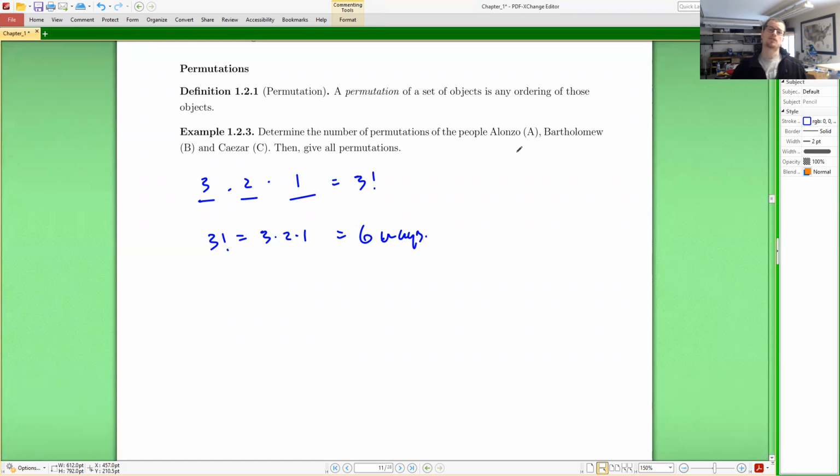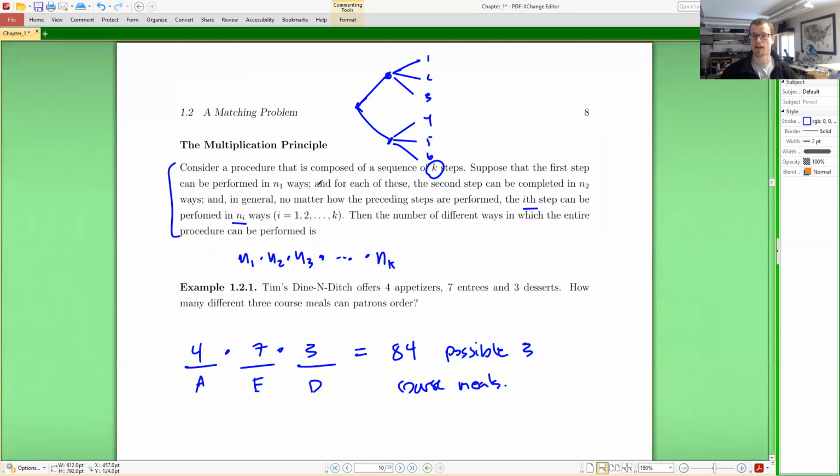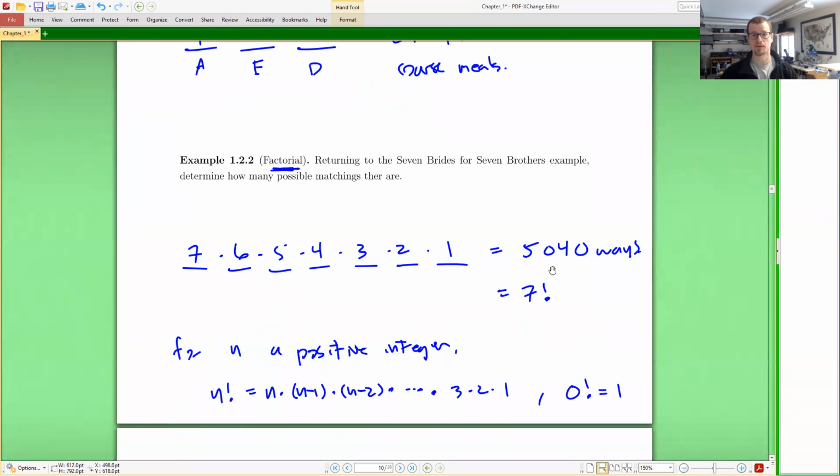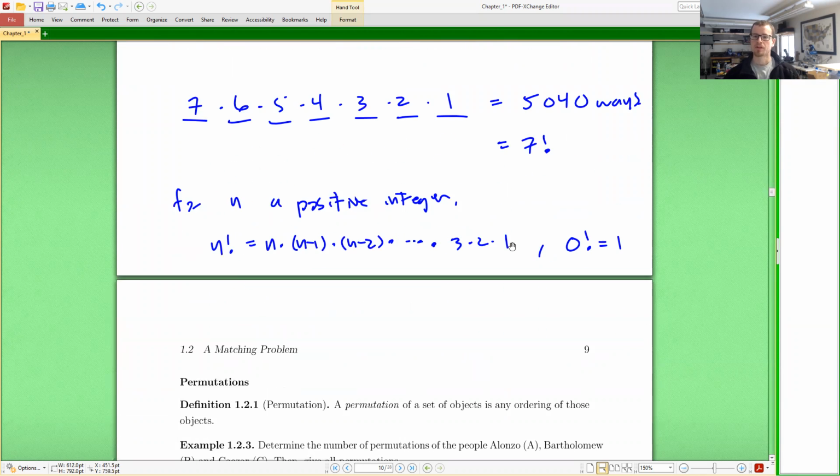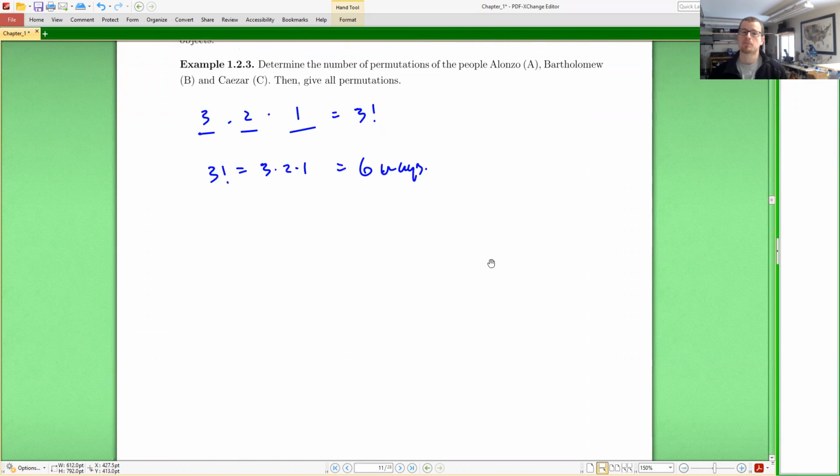Now, maybe you said, that's not how I figured it out. I figured it out by listing them all. That's a really terrible idea, mostly because if I make that number 7, can you list out all 5,040 ways? Ooh, that's a little tough. So you want to be careful about that. But we do want to be able to recognize that this is correct. So with this small example, let's see if we can list out all 6 ways.